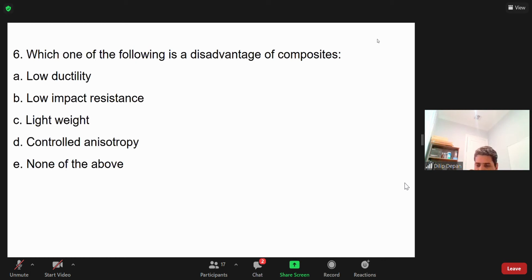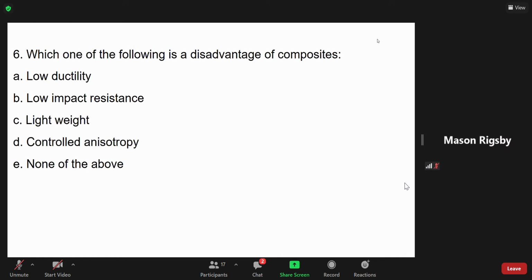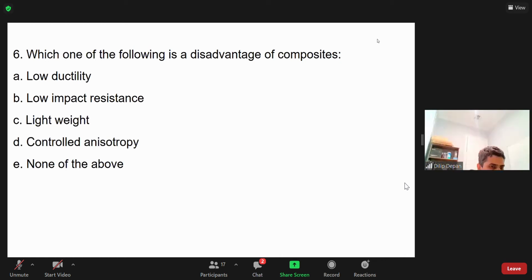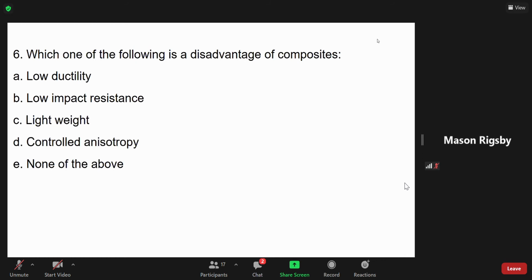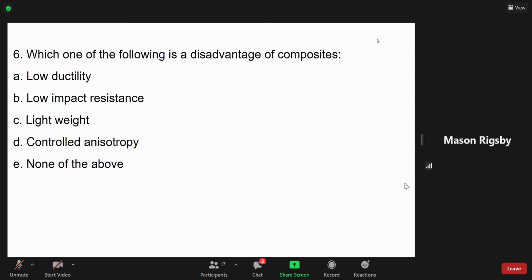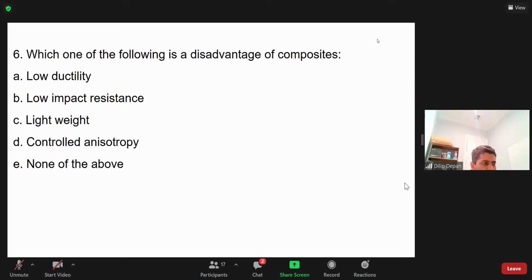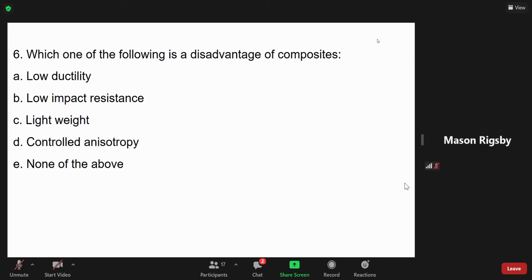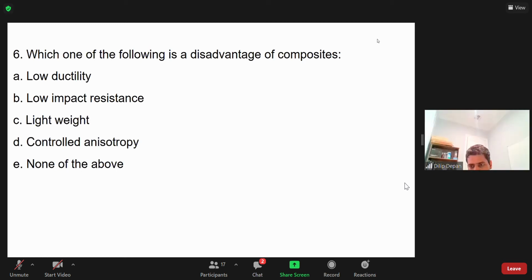Is there any other disadvantage? Yeah, Mason, B. Mason Rigsby. B, low impact resistance. Why do they have low impact resistance? I'm not sure exactly. See, once again, it's because the fibers are brittle. If you compare between polymer and glass, which one has a low impact resistance?